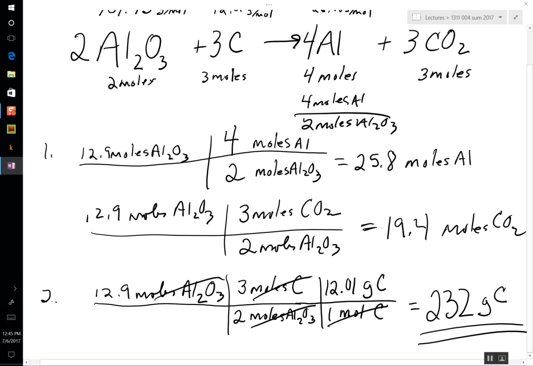All right, now the strategy this time is very similar to that. We're starting with grams of aluminum oxide. We're going to convert that into moles of aluminum oxide, then into moles of aluminum, and then finally convert that into grams of aluminum.